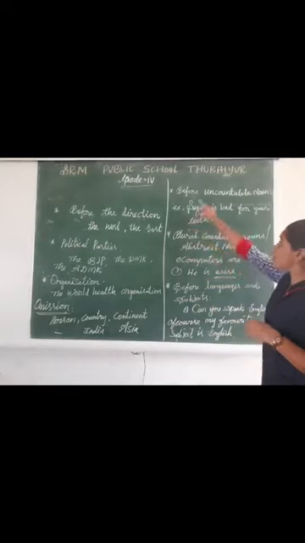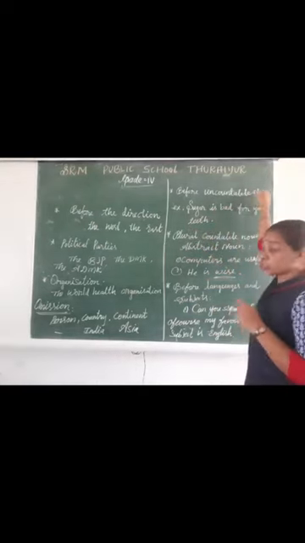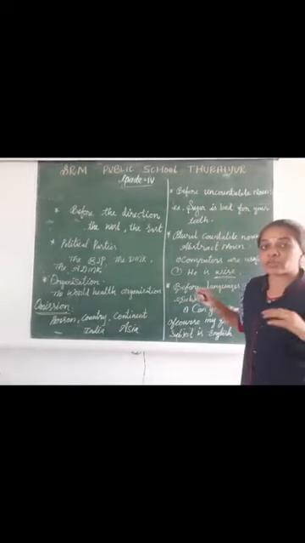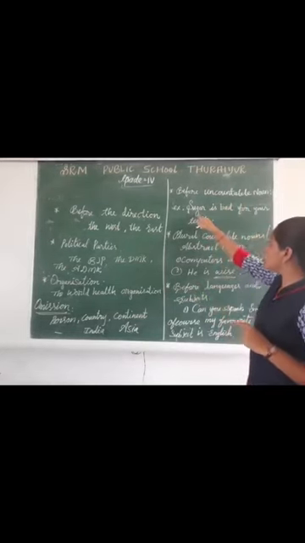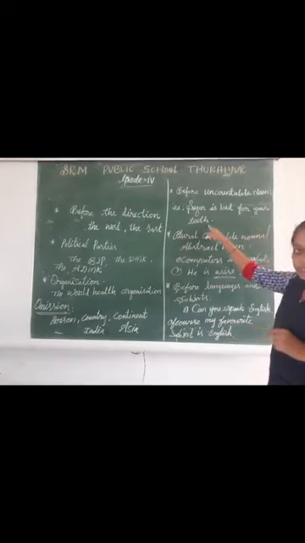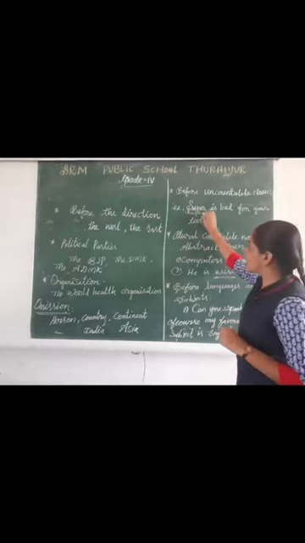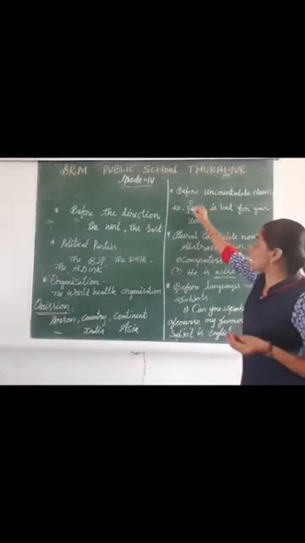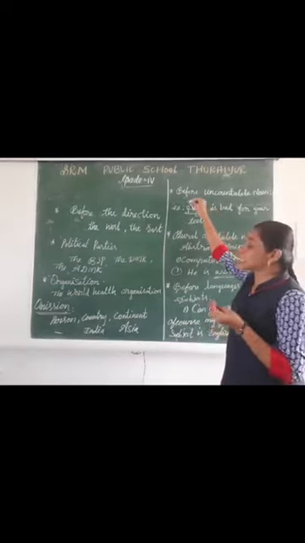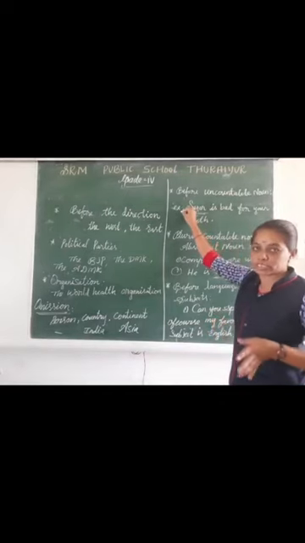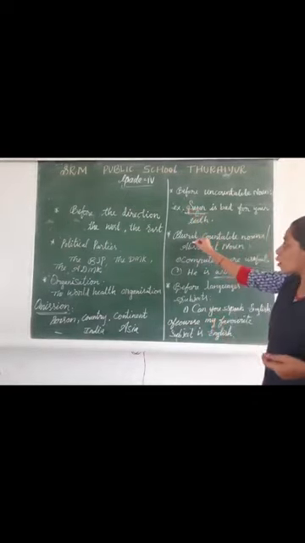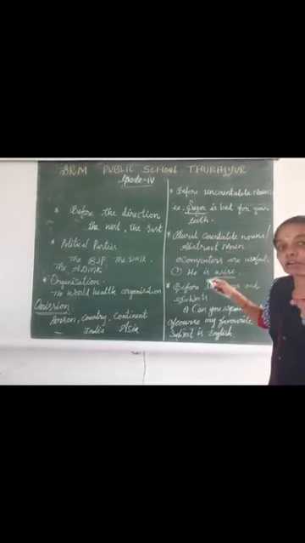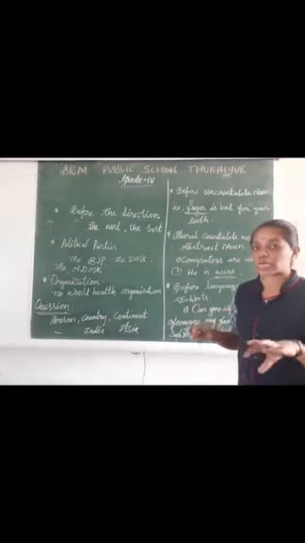Next, before an uncountable noun, we should not add an article. Look here. Sugar is bad for your teeth. Here, sugar is an uncountable noun. We cannot count sugar. So, before an uncountable noun, we should not add an article. Next, plural countable nouns and abstract nouns. We cannot add an article before the plural countable noun.